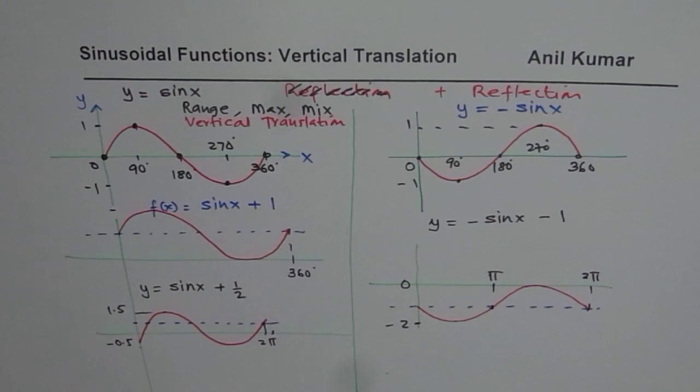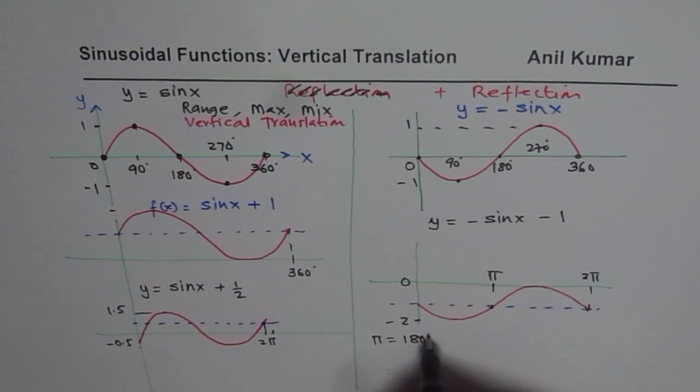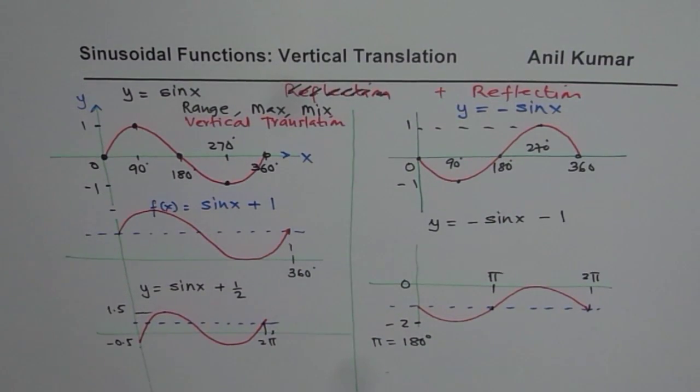So I'm using 2 pi and 360 degrees as my time period. Remember, pi is equal to 180 degrees, and that is how you can convert from one unit to other, right? So I hope with this you understand and appreciate how to sketch sinusoidal functions after reflection, or how to even write the equation of a sinusoidal function when they are translated and reflected, right?